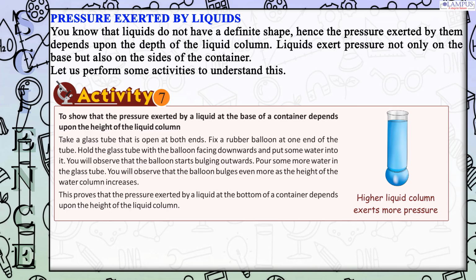Pour some more water in the glass tube. You will observe that the balloon bulges even more as the height of the water column increases. This proves that the pressure exerted by a liquid at the bottom of a container depends upon the height of the liquid column. Higher liquid column exerts more pressure.